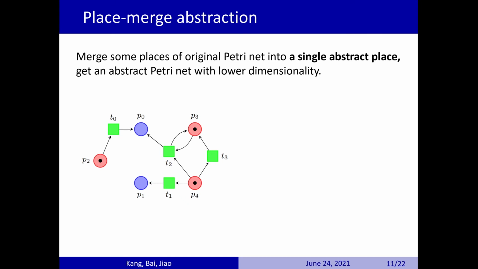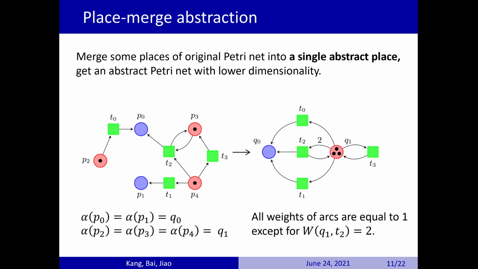Here is an example. The figure on the left side is a Petri net. Then we merge the red places into 1 and the blue places into 1. Here is the abstraction function. It maps P0 and P1 to Q0 and maps P2, P3, and P4 to Q1. According to this function, we can get an abstract Petri net with only 2 places.